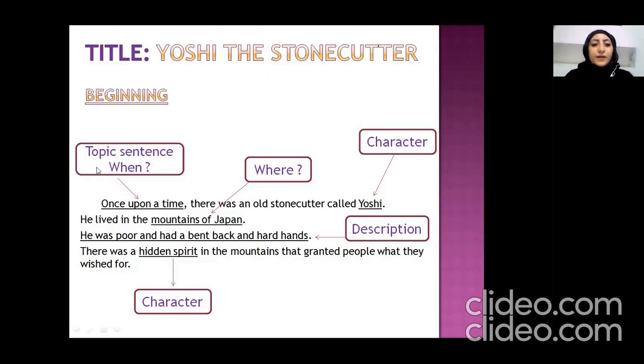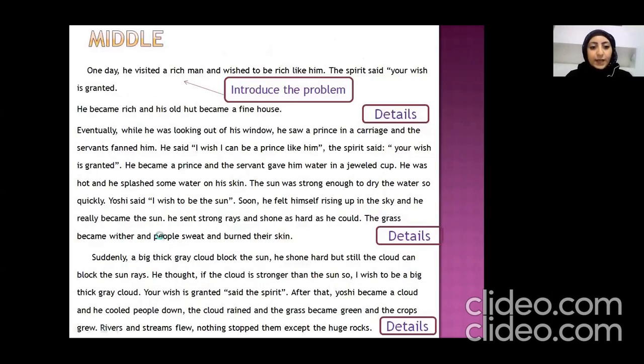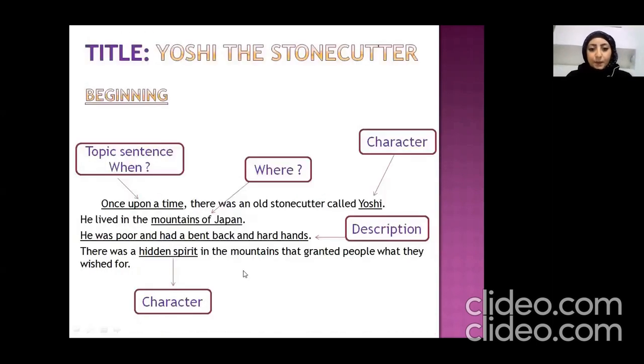So here you can find the topic sentence, when did the story happen, and where did the story happen. So now we are talking about the setting. When and where is the setting of the story. The characters here, Yoshi and the hidden spirit. When you provide a description about the characters, that makes your story more engaging and more interesting to people. So here's a description about Yoshi. He was poor and had a bent back. Okay, so that's the beginning of the story.